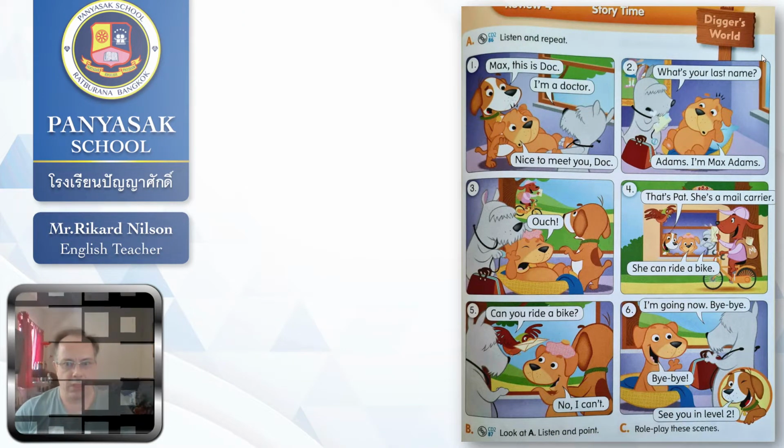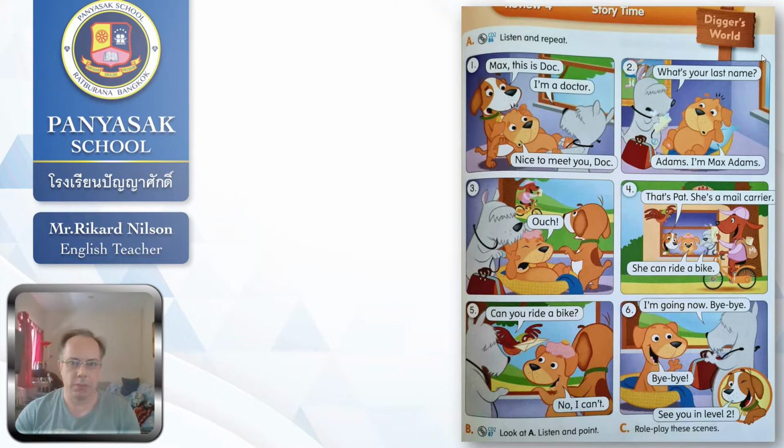So let's look at page 61 in the student book, Digger's World, story time. And the first thing we will do is listen and repeat. So I want you to listen to the conversation and then read and repeat the conversation. Please look at picture number one. Review 4, story time. Digger's World. A. Listen and repeat.